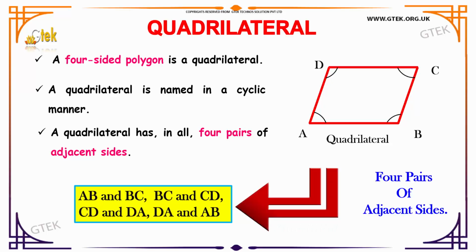The quadrilateral has in all four pairs of adjacent sides. The four pairs of adjacent sides include AB, BC as adjacent sides, BC and CD as adjacent sides, CD and DA as adjacent sides, DA and AB as adjacent sides. So these are the adjacent sides, and there will be four adjacent sides in a quadrilateral.